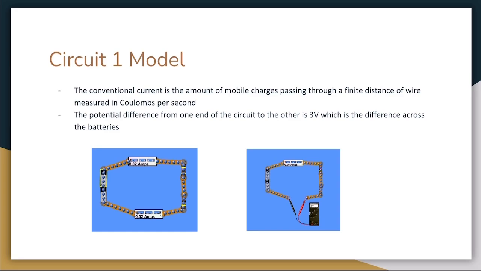This is basically what we did in the last slide. So we have both our resistors and our ammeters reading approximately the predicted value, along with our potential difference from the batteries being 3 volts.